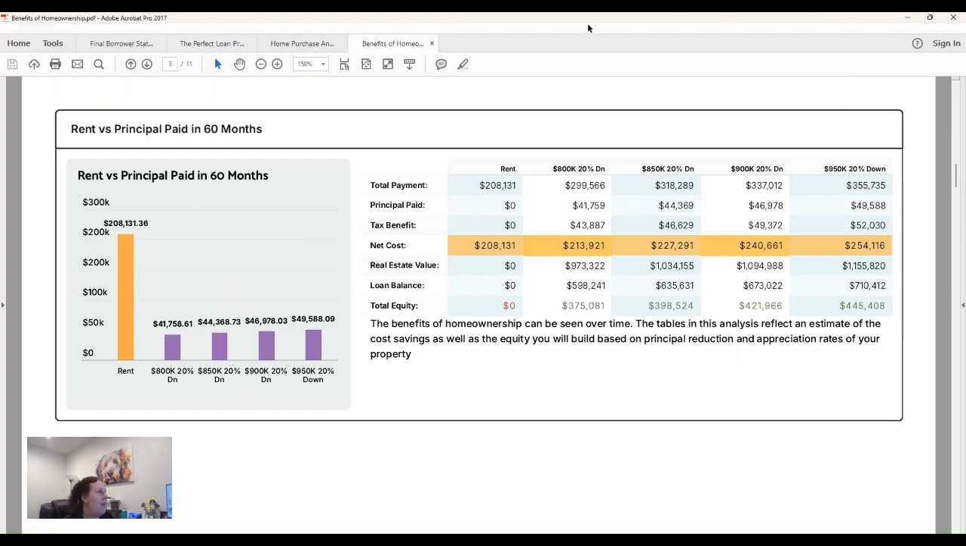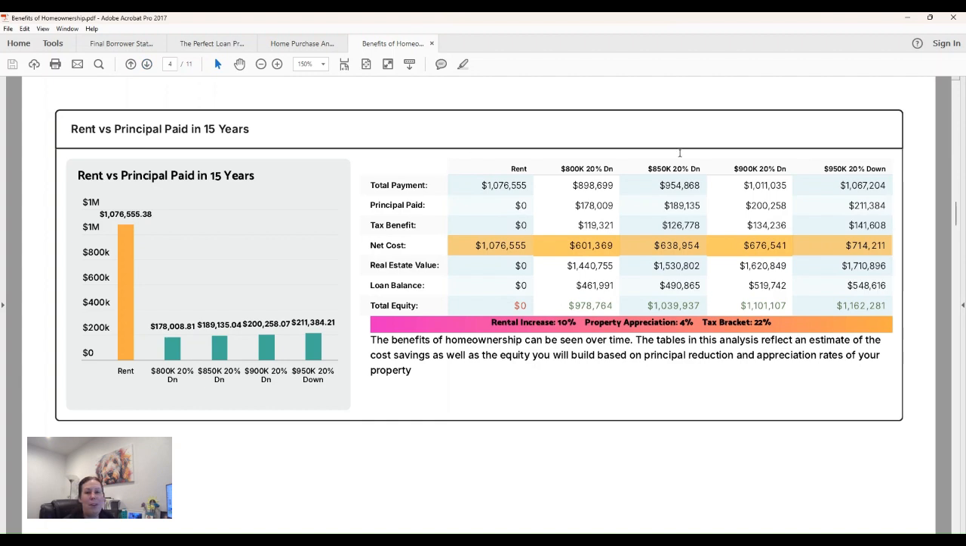And then on this next slide, I show you a 15-year forward look. So here on this option, in 15 years, they'll have paid $1,076,000 in rent. And then let's say we go with an 850 price point. If they bought a house for 850 in 15 years, they'll have paid principal of 189,000, and they'll have equity of 1,039,000.